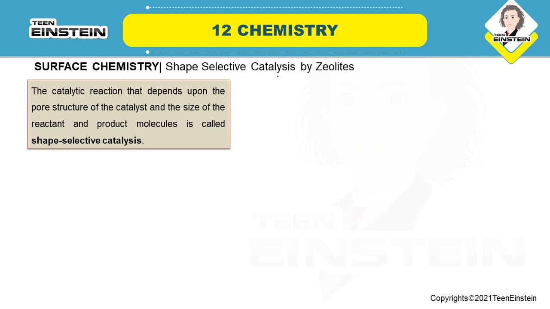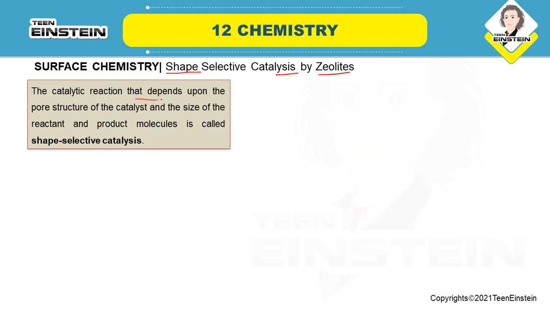Shape selective catalysis by zeolite. So what is shape selective catalysis? As you can see in the name, shape, that means the catalyst will have some particular shape, and depending on the shape there will be selectivity. What is selectivity, you have already seen in the previous slide, but if the selectivity is dependent on shape, that will be called shape selective catalysis.